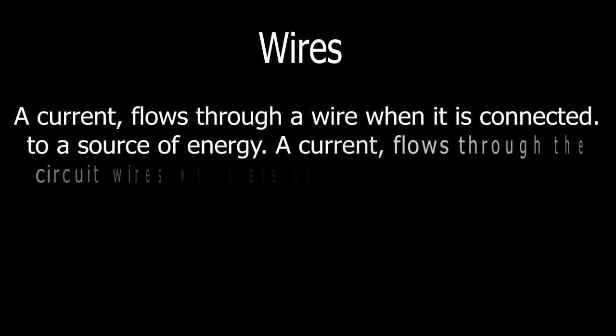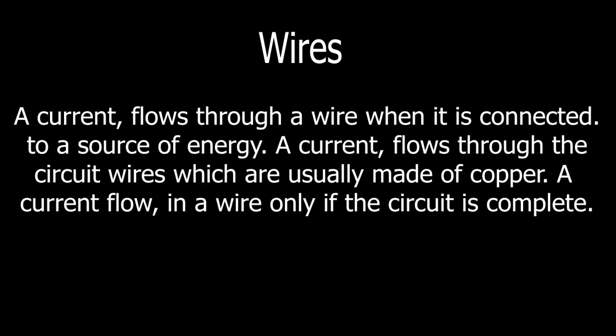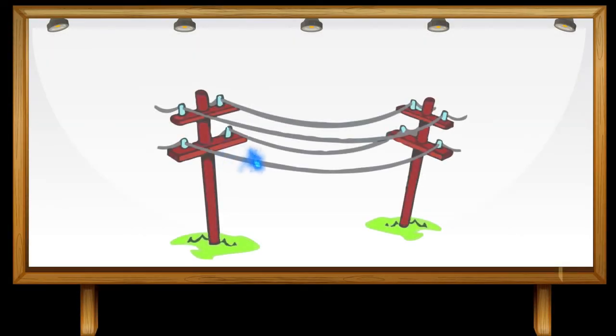Wires. A current flows through a wire when it is connected to a source of energy. A current flows through the circuit wires, which are usually made of copper. A current flows in a wire only if the circuit is complete.